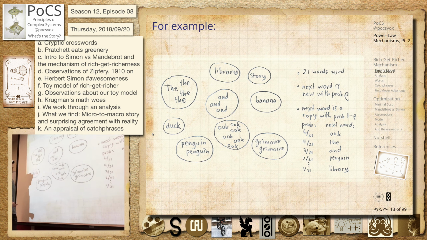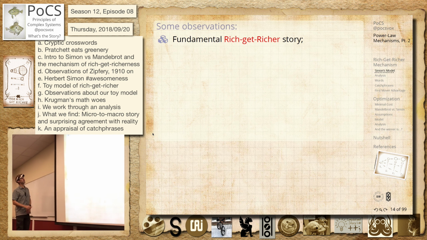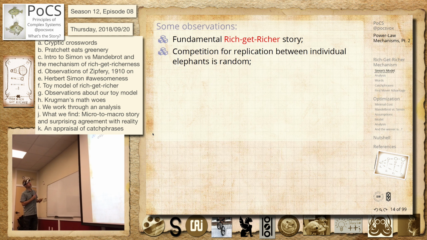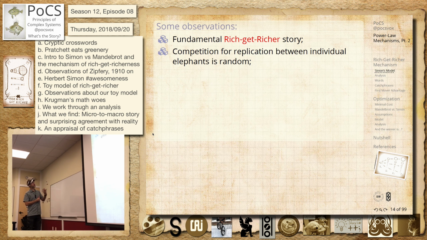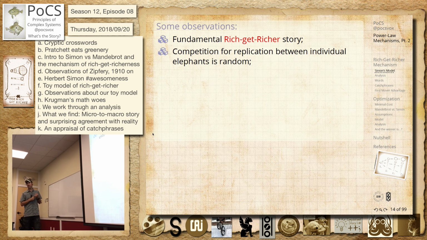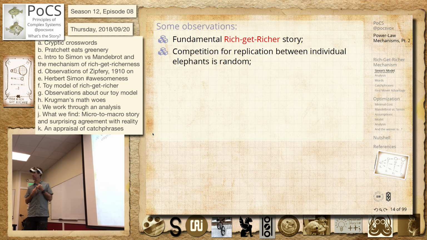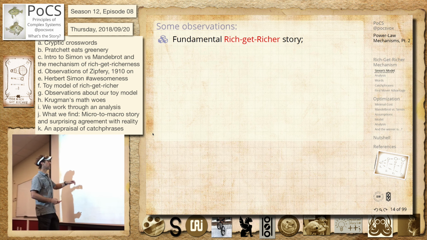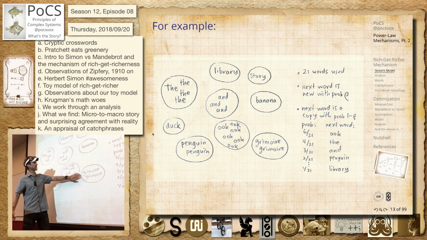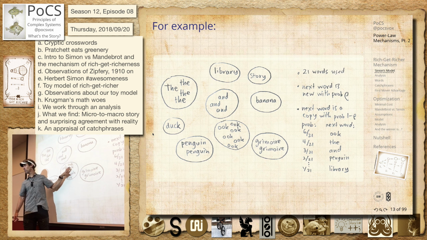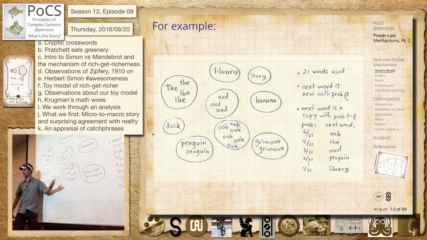This is a little Pratchett thing, of course. But anyway, all right. So fundamental rich get richer story, that's what it is, and I like to call it rich get richer. So now we have competition, right? That's built into this. If ook does well for itself here, that's at the expense of everyone else. It's going to be more prominent in the next time step, with more of a chance of being replicated.